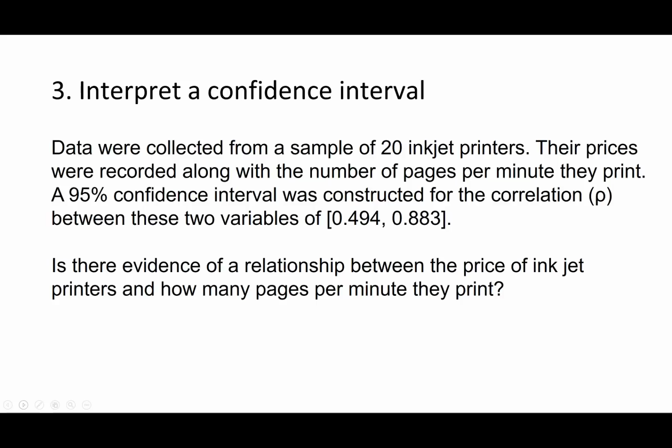Here's a second example. Data were collected from a sample of 20 inkjet printers. Their prices were recorded along with the number of pages per minute they print. A 95% confidence interval was constructed for the correlation, rho, between these two variables of 0.494 to 0.883. Is there evidence of a relationship between the price of inkjet printers and how many pages per minute they print?